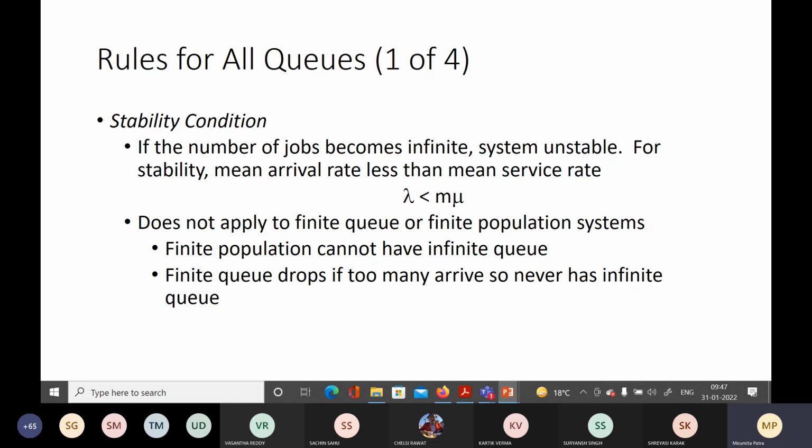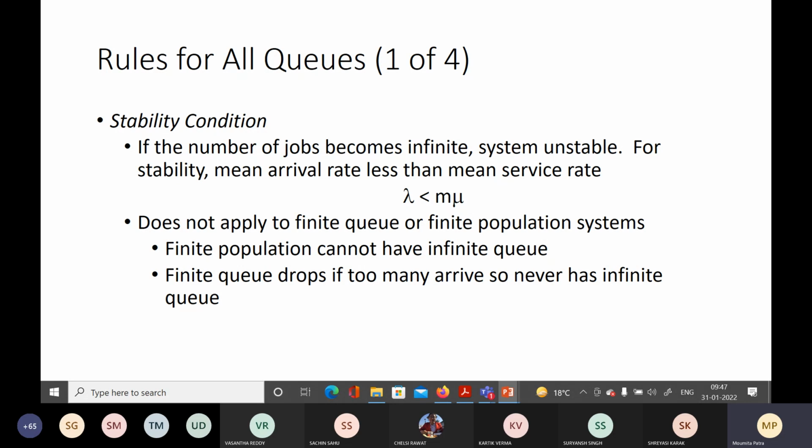What is lambda? We know that it is the arrival rate. Mu, we know it is the service rate, and m, we know it is the number of servers in the system. So what is the condition? That means the mean arrival rate must be less than the mean service rate. So this is the stability condition.